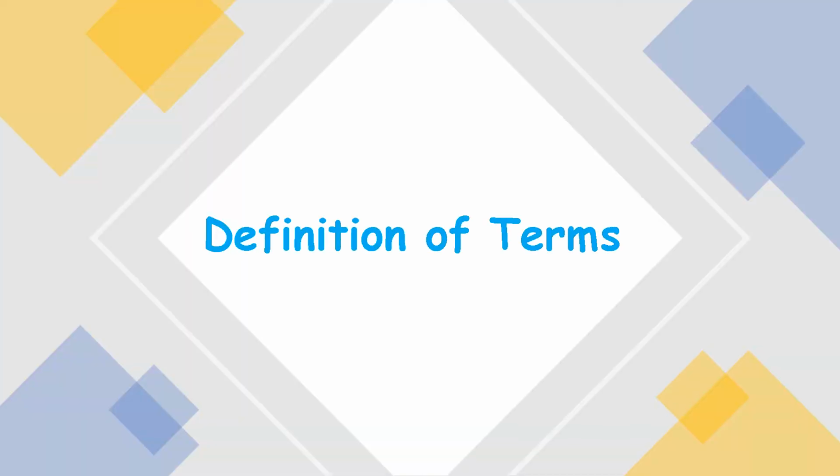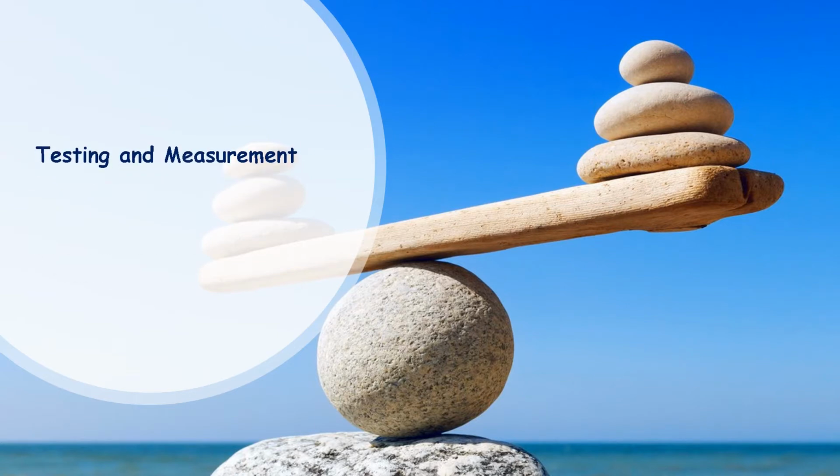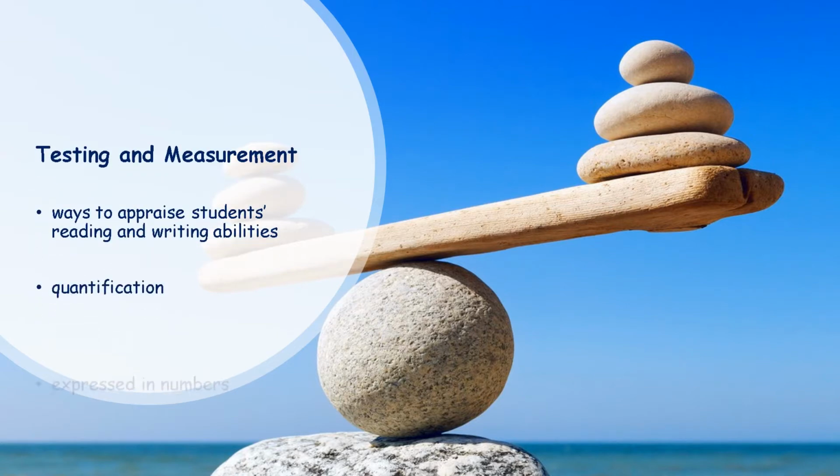First, let us review some terms that you might have forgotten already after you have passed the course Assessment of Learning. The first terms are testing and measurement. These are ways to appraise students' reading and writing abilities using a set of oral or written questions, problems, or exercises. Testing and measurement involves quantification, for these are designed to use numbers to express findings.